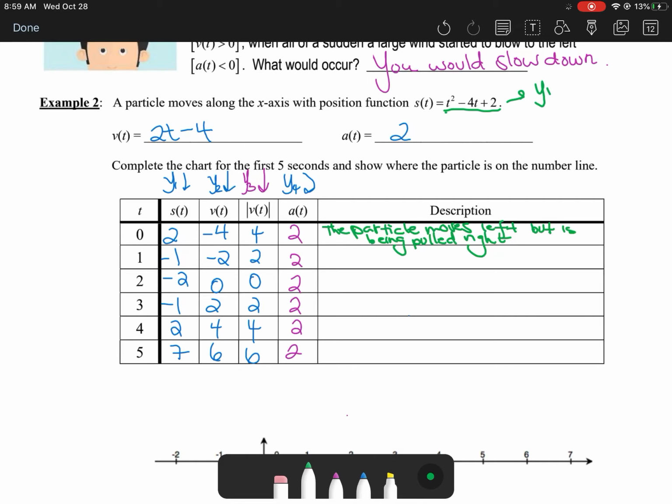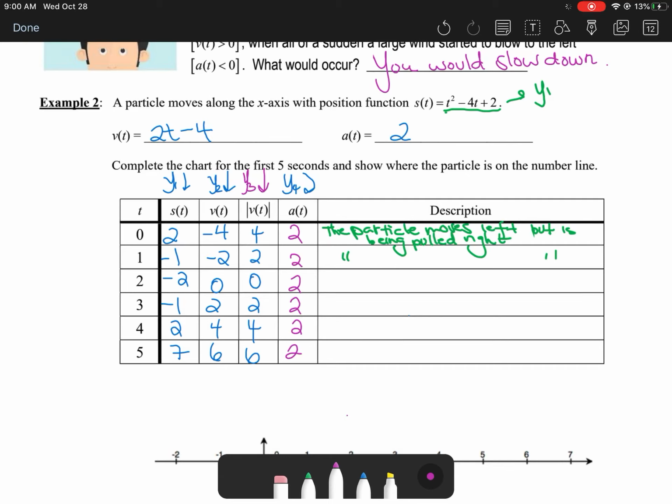At t equals 1 second, same thing going on. My velocity is negative, my acceleration is positive. So same thing. If this was an actual AP question, I would write it out again. But since these are just notes, I'm going to use those quotations to know that it's just the same. If you would like to write it all out, you can. Okay, let's look at 2.